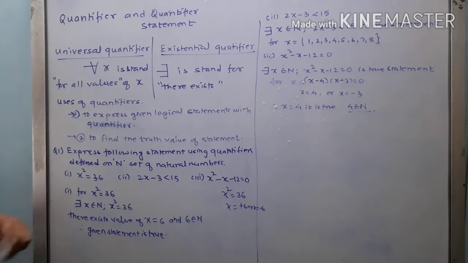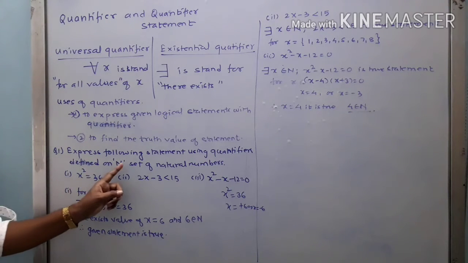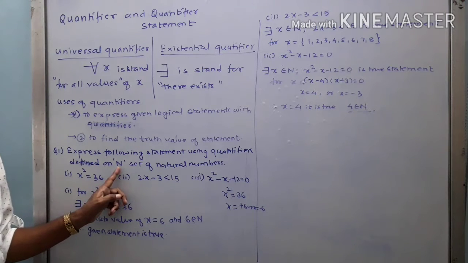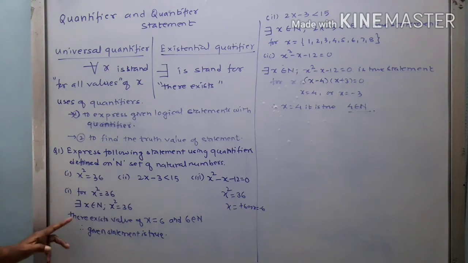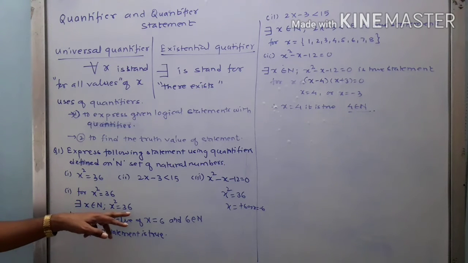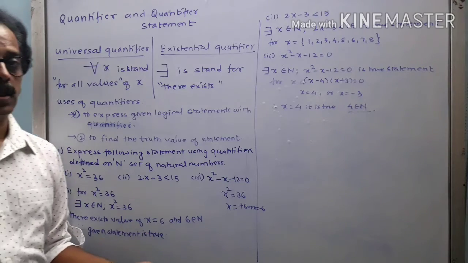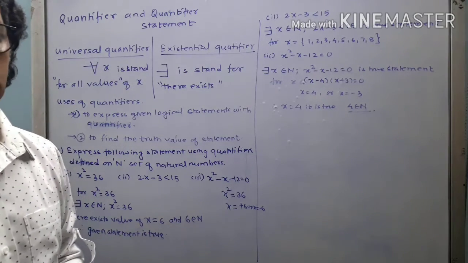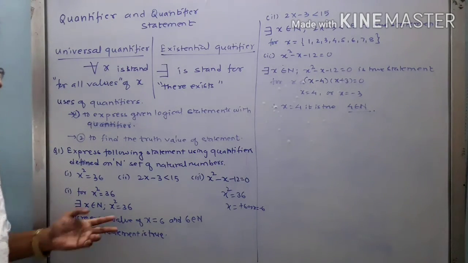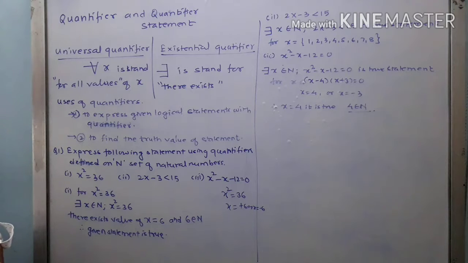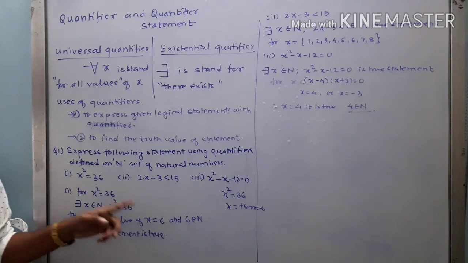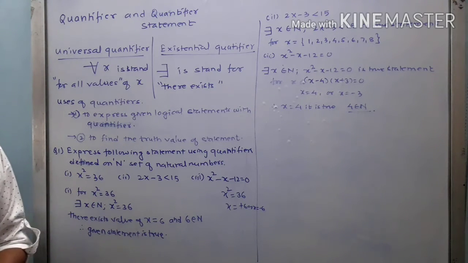Now there exists a value x is equal to 6, and 6 belongs to the natural numbers, so the given statement is true. Suppose I give you the statement defined on I, or integers, Z. Then I could say for all values of x belongs to Z, x square is equal to 36, but for that case we would need x to be plus 6 or minus 6. But that is not possible because all values cannot satisfy it. Only x is equal to 6 and x is equal to minus 6 satisfy it.